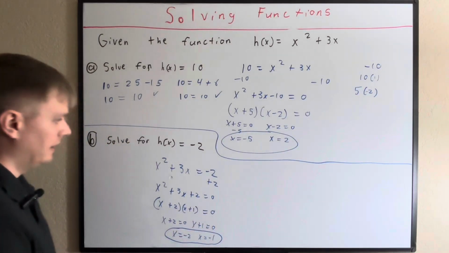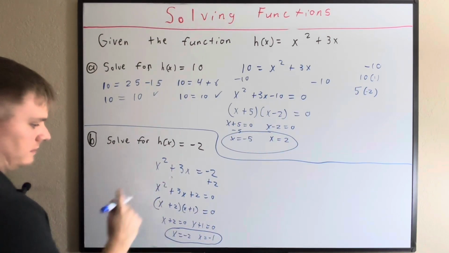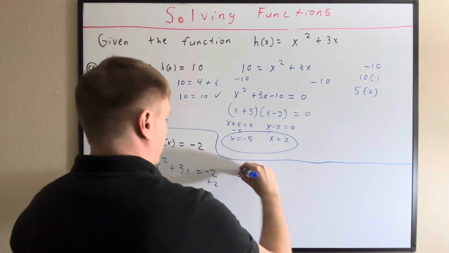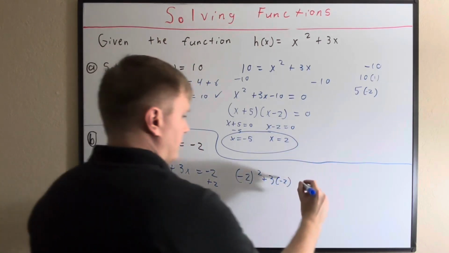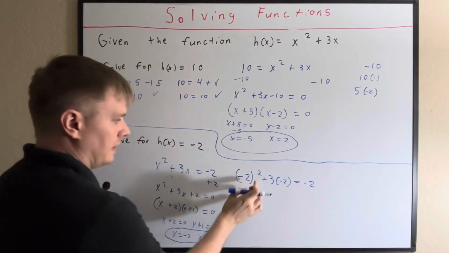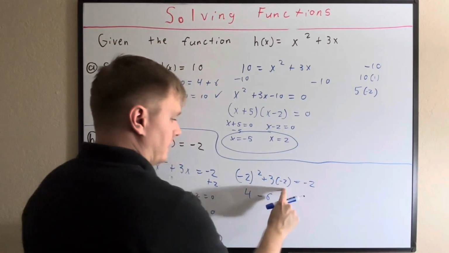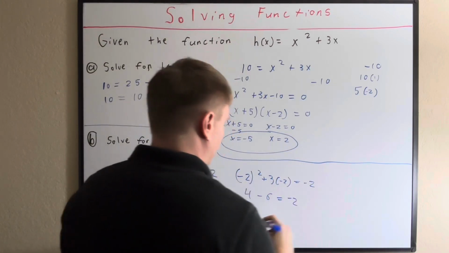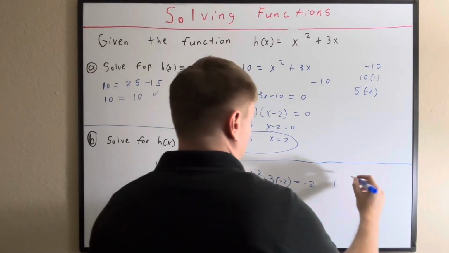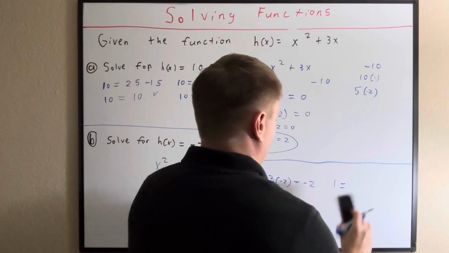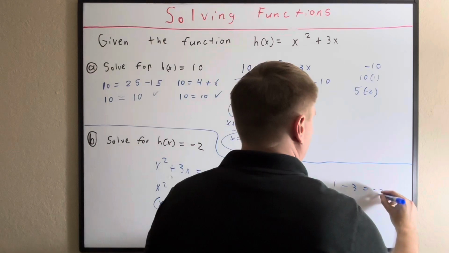Here's our answers. And we can always check those answers as well. Negative 2 squared plus 3 times negative 2. It's supposed to equal negative 2. 4 minus 6, right? Positive 3 times negative 2 is negative 6, equals negative 2. Yep, that checks. And negative 1. The negative 1 squared is positive 1. And negative 1 times 3 is negative 3. Yep, that works.